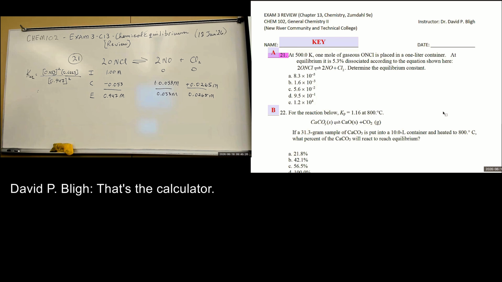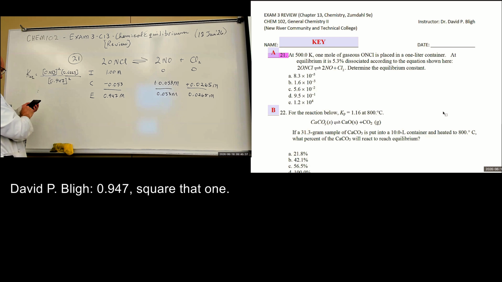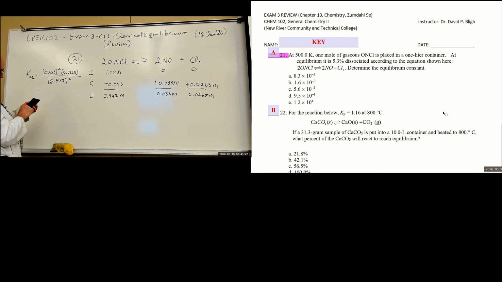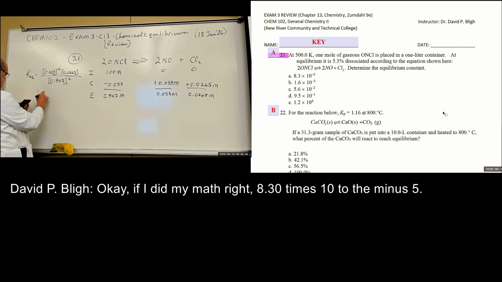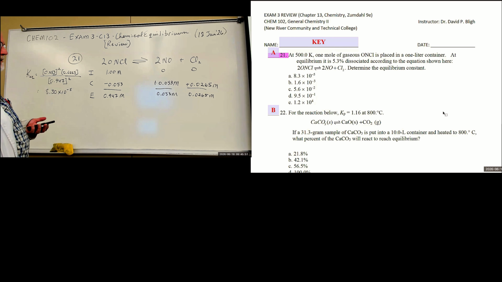Okay. That calculator, unless you guys beat me to it. 0.053, and let's square it, and then 0.0265 times that. 0.947, square that one, and divide. Okay, if I did my math right, 8.30 times 10 to the minus 5. Yeah, A.